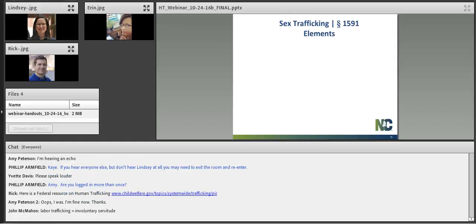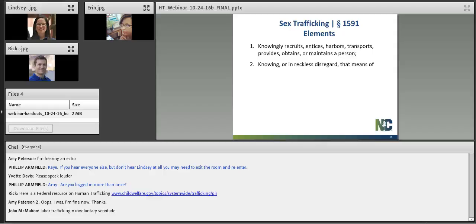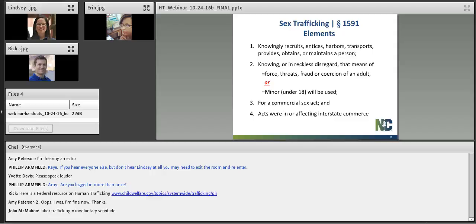So under sex trafficking, which is 18 U.S.C. 1591, a person would knowingly recruit, entice, harbor, transport, provide, or obtain a person, or maintain a person, knowingly or in reckless disregard, through the use of force, fraud, or coercion of an adult, or the victim is under 18, for a commercial sex act, and for the federal trigger or nexus, those acts would have to be in or affecting interstate commerce.